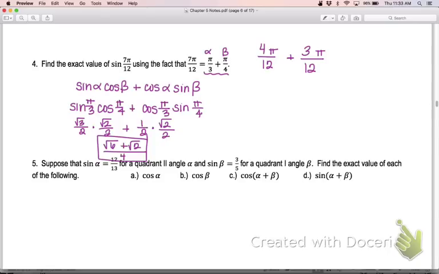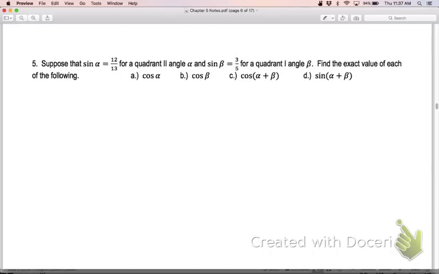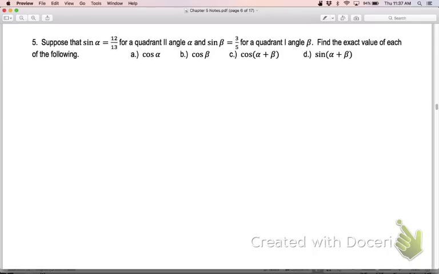So the last kind of thing to look at here with sines and cosines is, like I said, we are always looking either at the unit circle or at right triangles when we're talking about the exact value. So here, they're not giving us the angle. They're giving us the ratio. That tells me that I'm going to be looking at right triangles, not my unit circle. So I know that the sine of alpha is 12 over 13 for a quadrant 2 angle alpha. Remember, the quadrants are important because they tell us about the sign of our angle, whether it's going to be positive or negative. And then the sine of beta is 3 over 5 for a quadrant 1 angle beta.